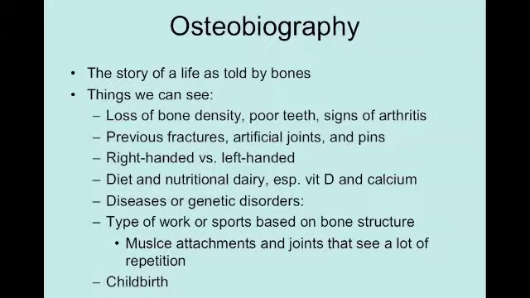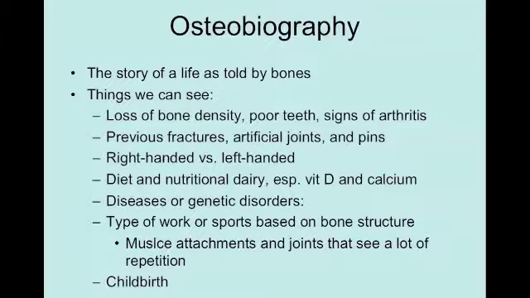Some things that we can see are loss of bone density, poor teeth, which can happen because they're not taken care of. It can also happen depending on your diet, and they just wear down over time. We can also see signs of arthritis. We can see any previous fractures, artificial joints and pins. We can even tell if a person is right-handed or left-handed. Their diet, especially vitamin D and calcium.